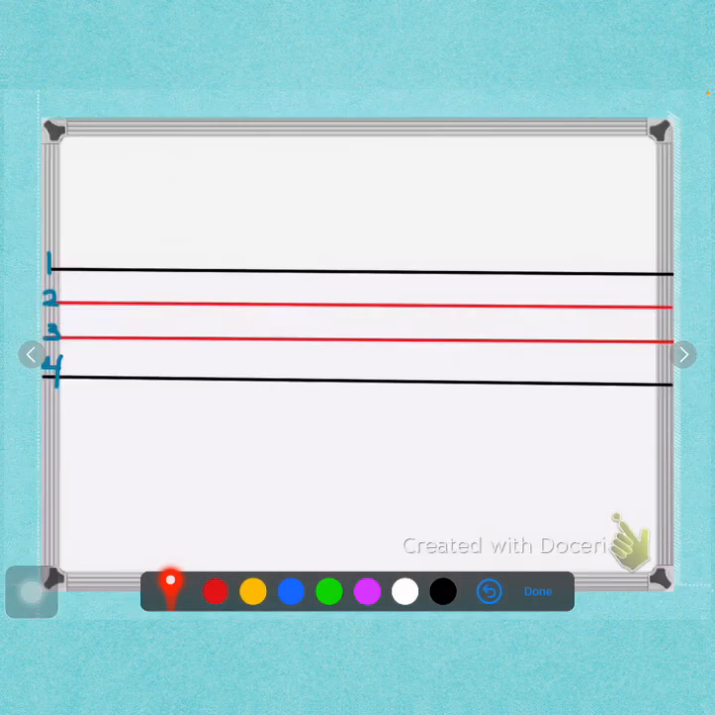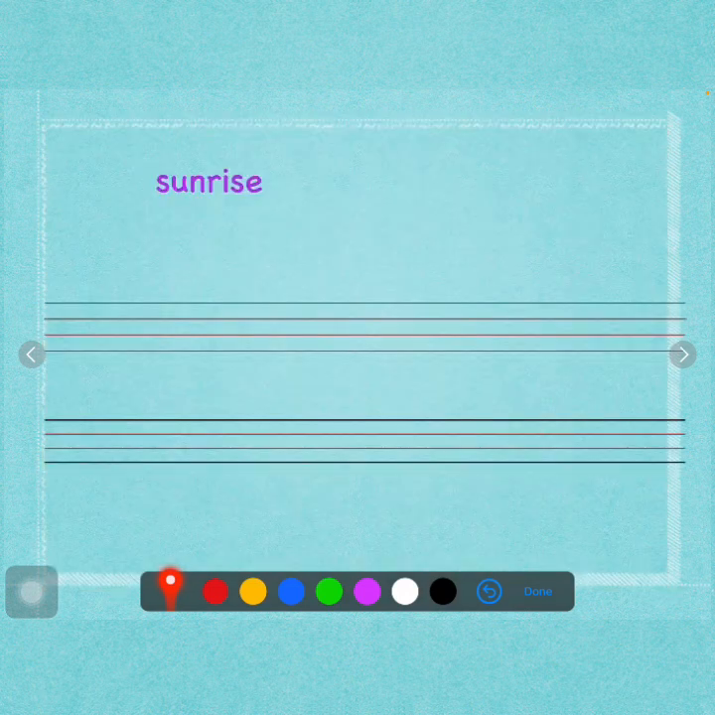Now let's see how to write the word sunrise. S between the two lines, U between the two lines, N between the two lines, R between the two lines, I between the two lines, S between the two lines, E between the two lines. Sunrise. Now, girls, today we have only one word.